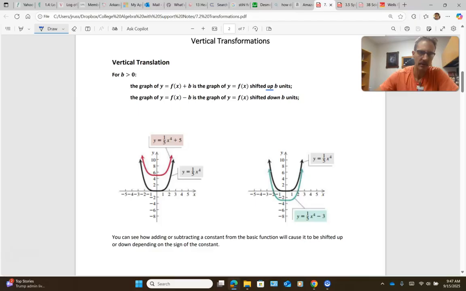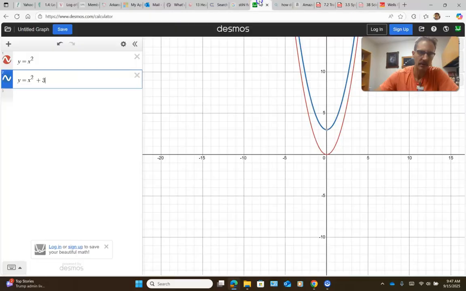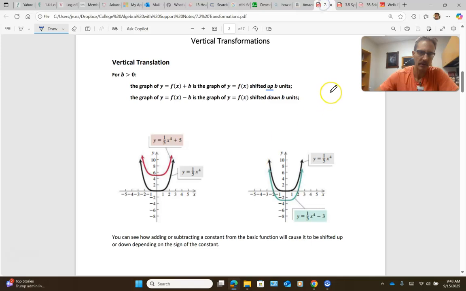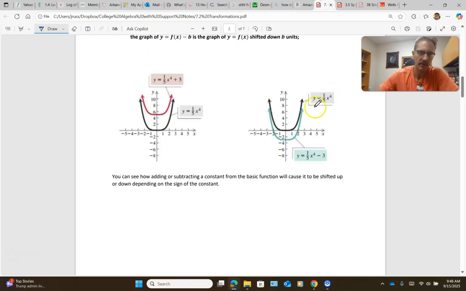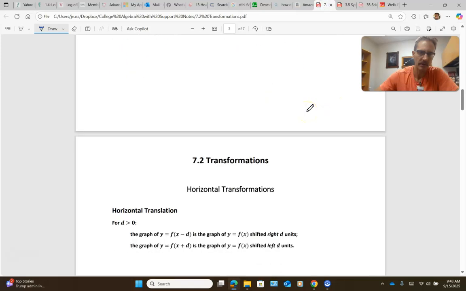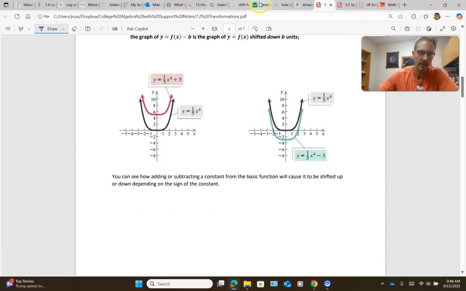Okay, and that's what I was showing you in Desmos. See, if x squared is our basic quadratic function, and we add or subtract some number, that simply just shifts it up or down. Let me show you a couple other examples in Desmos real quick.